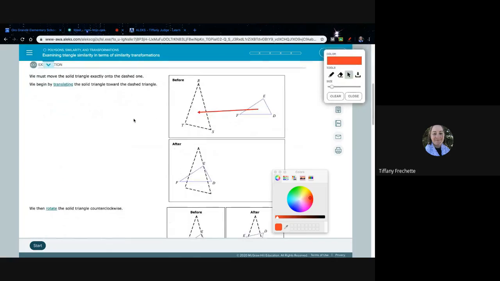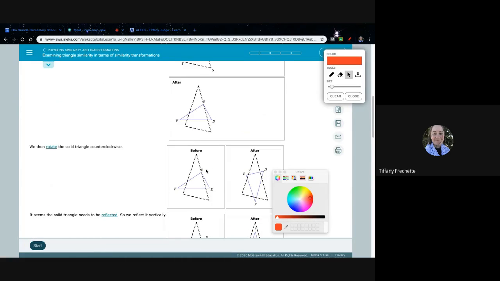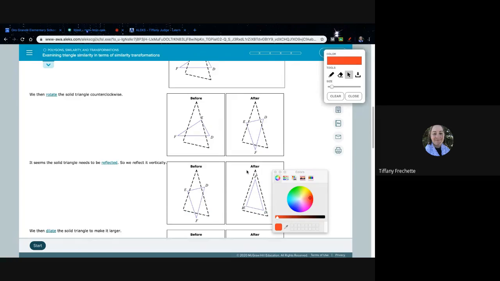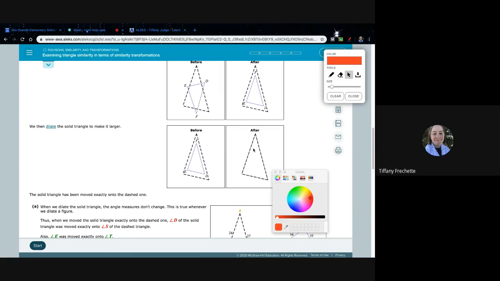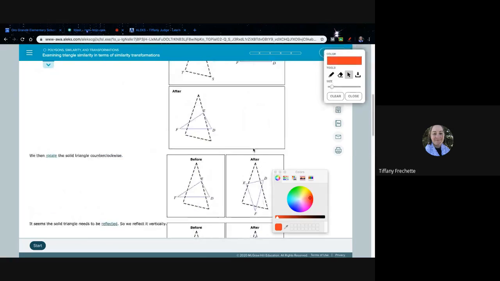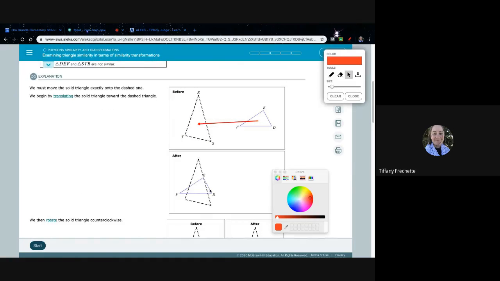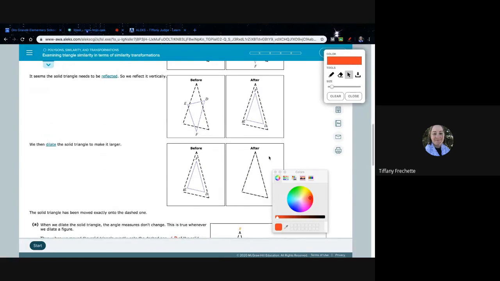If I scroll down here and show you, it shows that they translate it over and then they take the triangle and start to turn it. So here's before, here's after. They turned it, and then before and after again, they flipped it. Now it looks like it's the same shape, and then they made it larger so that it would match. But if you notice, none of the letters are moving with it, and I don't believe it actually shows the moving at all. So it looks like this the whole time, where you can only see the letters of the original figure, the dotted line one.